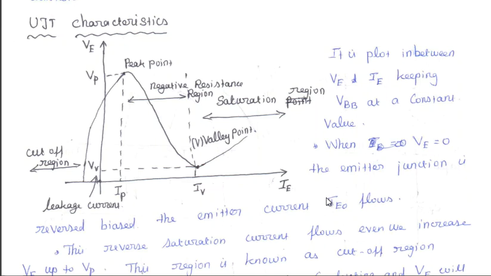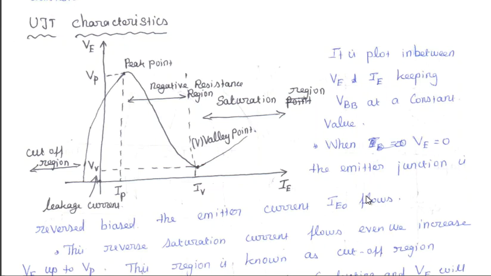For this condition, in the active region, that is the negative resistance region, the holes, which are large in number on the P side, get injected into the N side. This causes an increase in the free electrons in the N-type slab. This increases the conductivity, that is, decreases the resistivity. Hence the resistance RB1 decreases in this region.